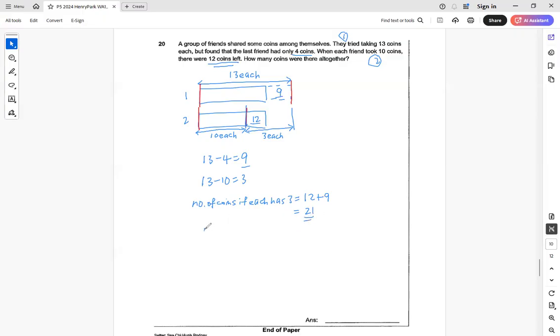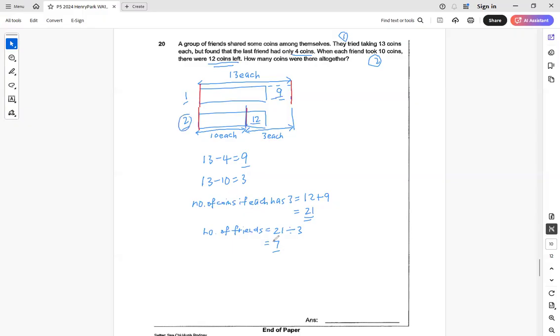So we can find the number of friends. We just take the total divided by each person's 3. So we take total 21 divided by 3. We will find there are actually 7 friends. So once we find 7 friends, then we can find how many coins there were altogether. We can choose either scenario 1 or scenario 2. Let me just choose scenario 2.